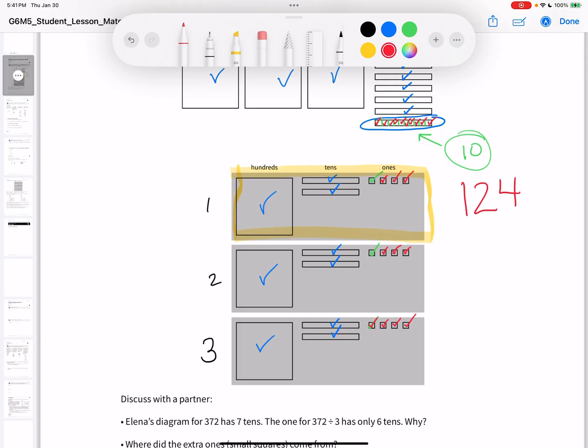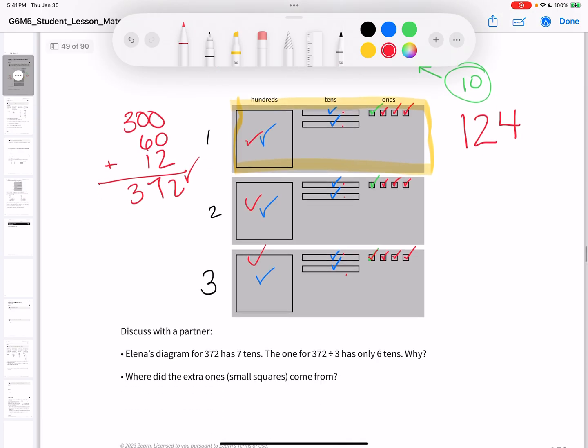Okay? Now, if we were to add up, we have 3 hundreds. We have 2, 4, 6 tens, which is 60. And then we have 4 times 3 is 12 ones. If we add that all up, it should equal our starting number of 372. So that gets us a 2, that's a 7, and there's a 3. So we have used all of the parts of 372 and equally divided it into 3 groups.